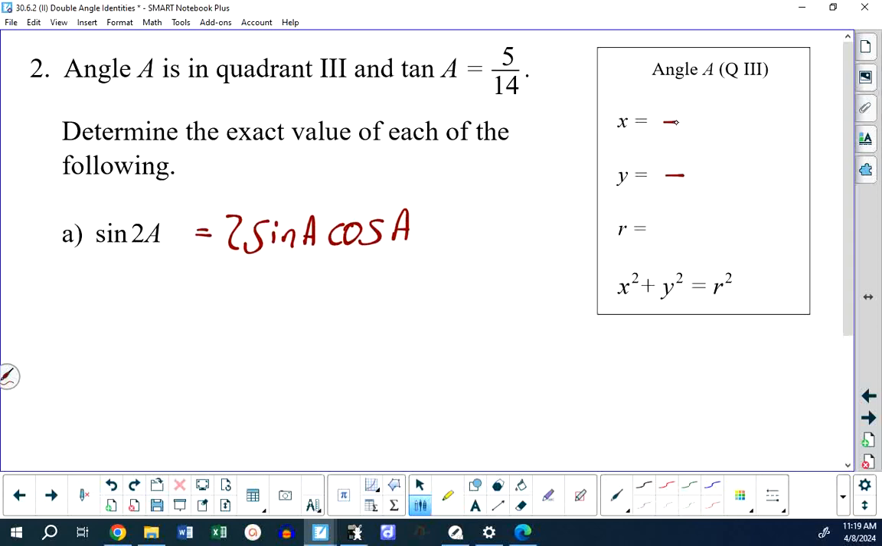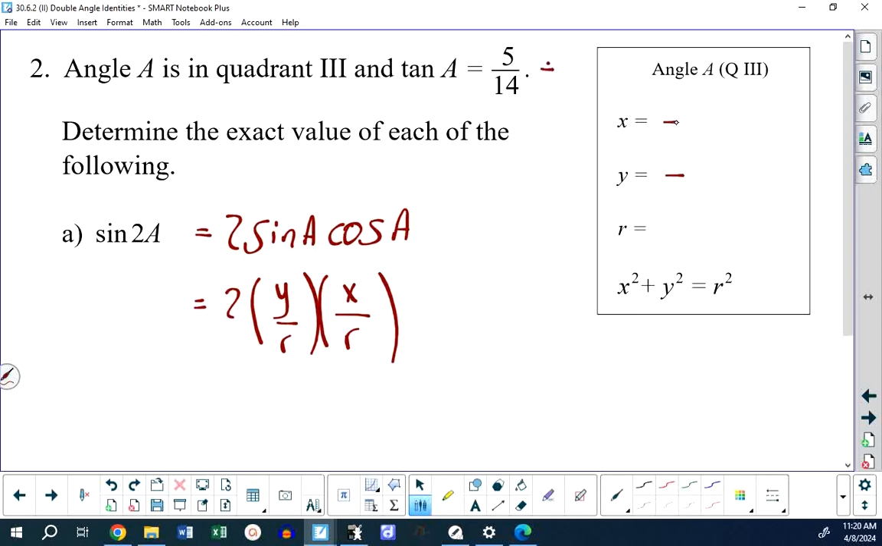But sine A is y over r, and cos A is x over r. I've mentioned to you before, many times I'm sure, I like the idea in high school math of taking a new problem and turning it into something you knew how to do before. If you know the tangent of an angle and the quadrant it's in, you ought to be able to find the sine and the cosine of the angle using the XYR thing, right?